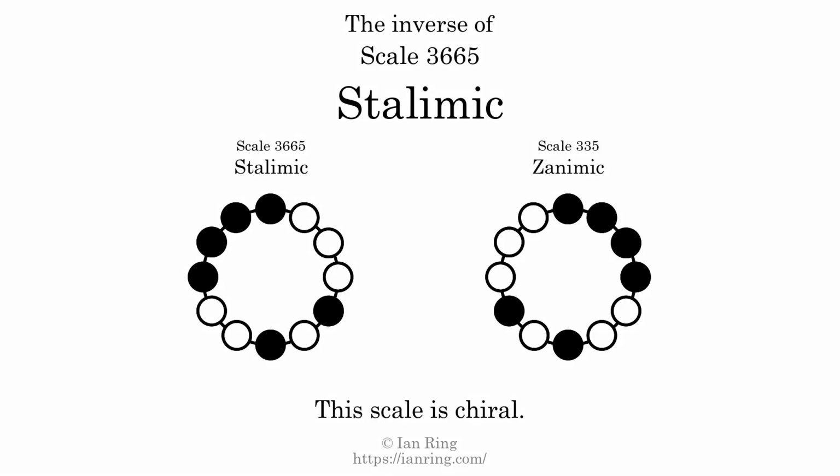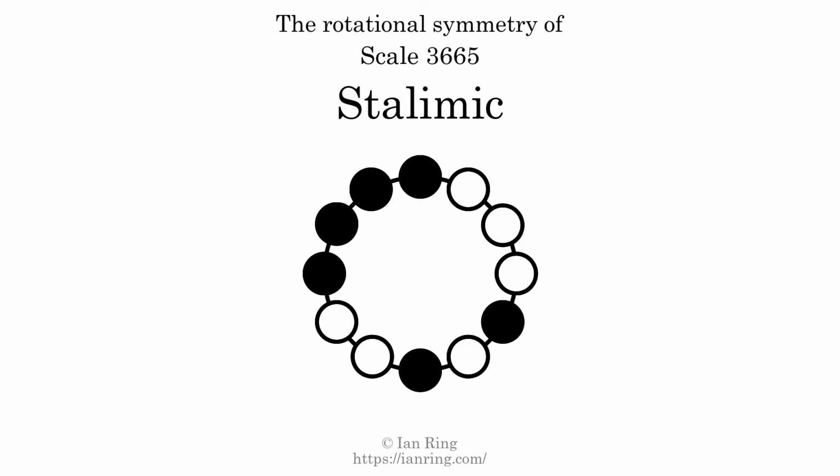The inverse of a scale is a mirror image. It is what you get when the sequence of intervals is reversed. The inverse of this scale is scale 335, also known as Stalimic. This scale is chiral. It cannot transform into its inverse by rotational transformation. This scale has no rotational symmetry.